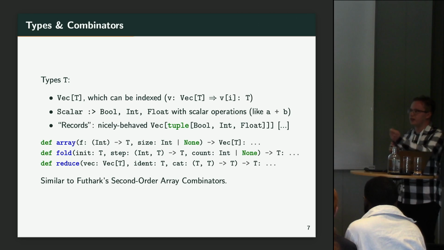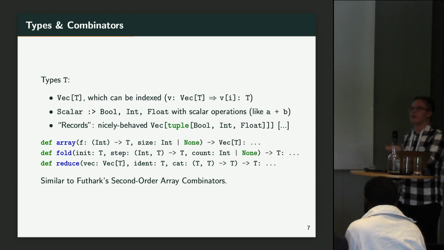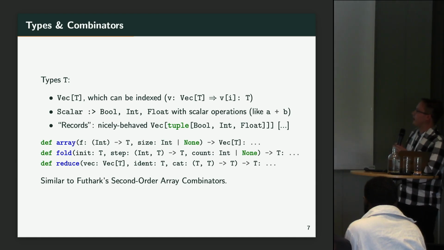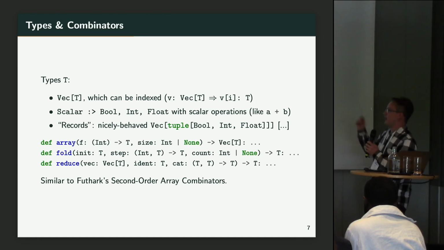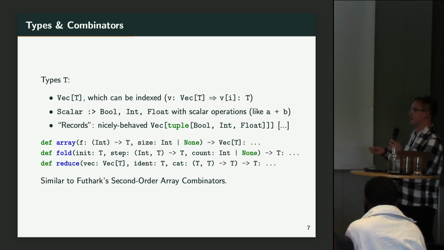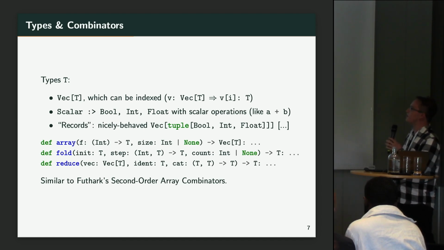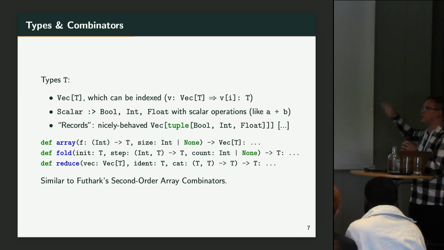I can have record types now because I can say this vector actually contains pairs of other vectors or something like that. So it becomes convenient to reason that way. And then scalars, which is typical stuff. We don't have rank polymorphism to keep things simple, but I guess you could do Futhark-like stuff, like from the talks earlier today. The combinators, I'll probably draw your attention to the first one.